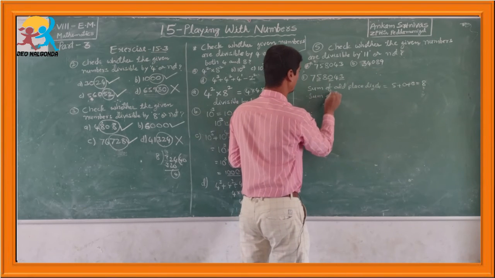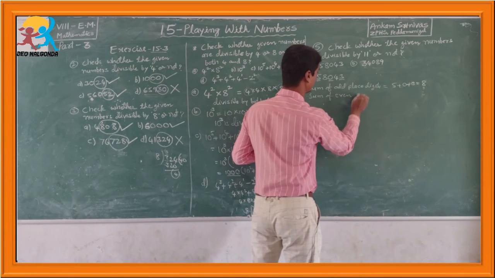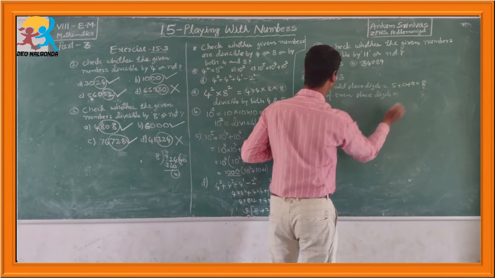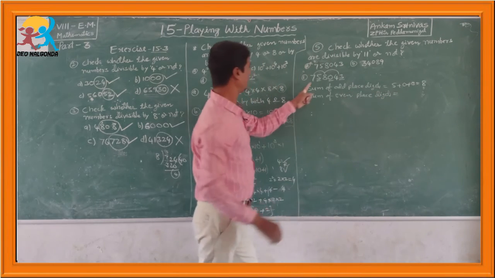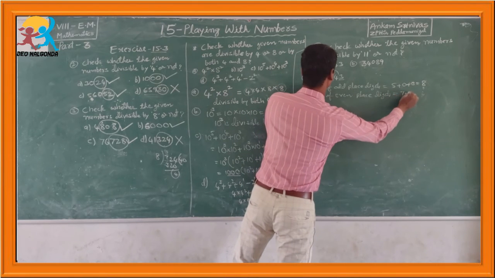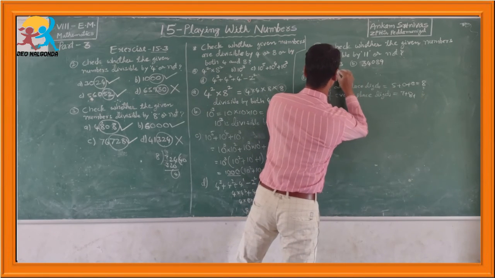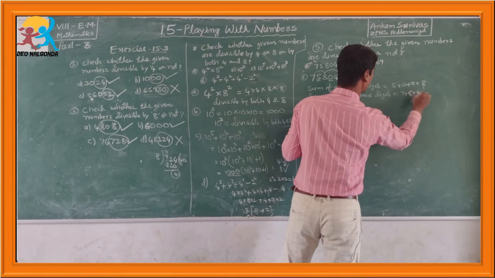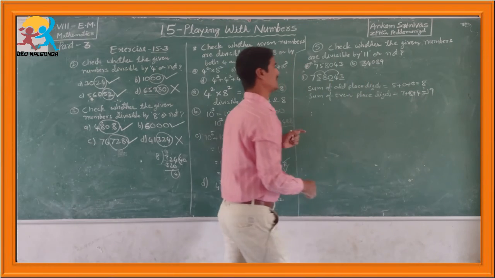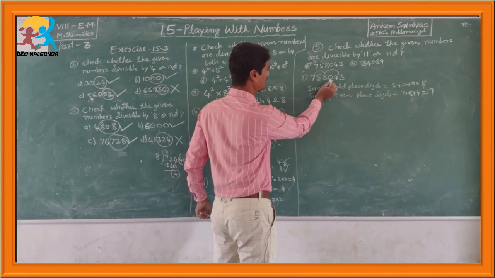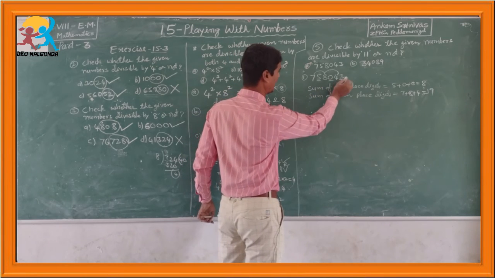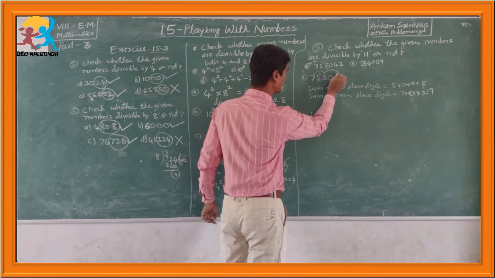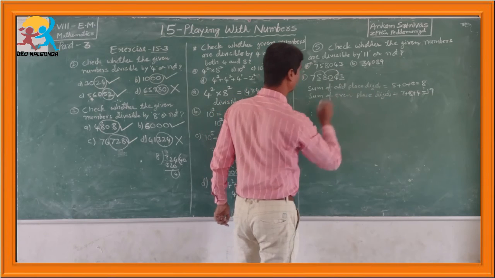Sum of even place digits. Sum of even place digits will be, remaining 8, 7 plus 8 plus 4. So 7 plus 8 plus 4 will be, 7 plus 8, 15. 15 plus 4 will get 19. And 5 plus 0, 5 plus 3, 8.